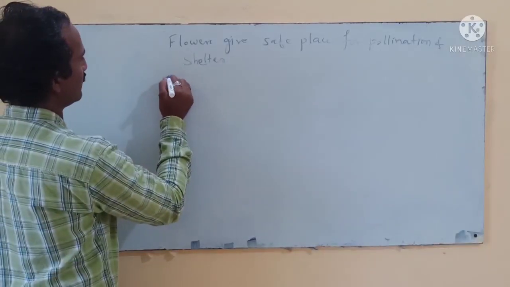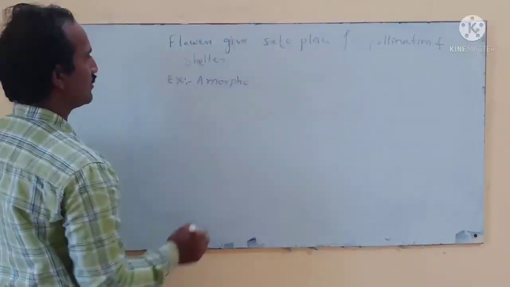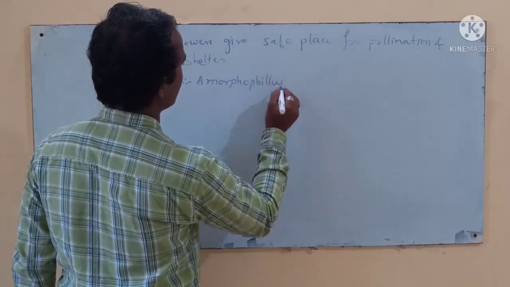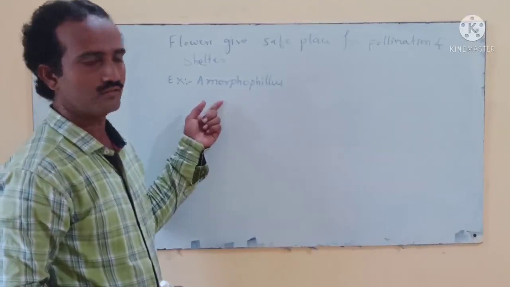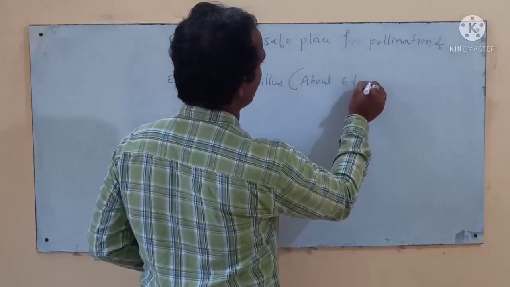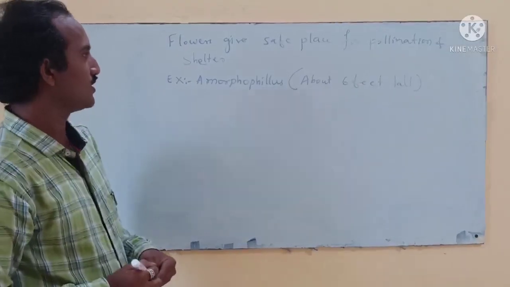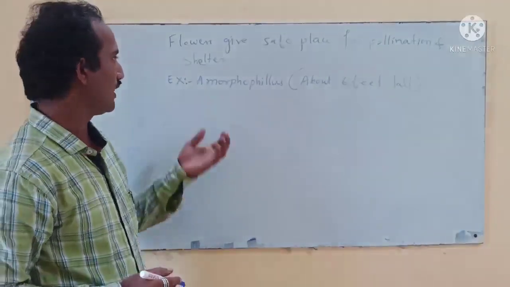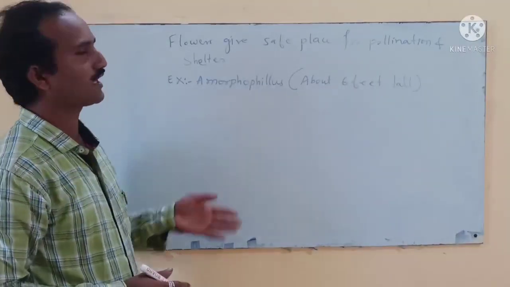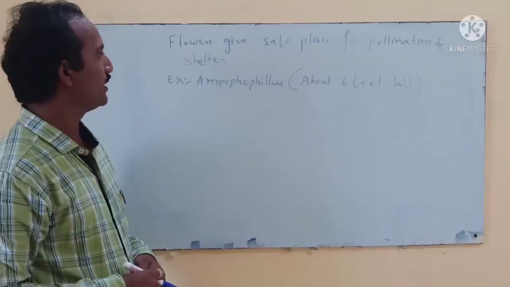Say for example, Amorphophallus. It is the tallest flower in the world. It is about 6 feet tall, where they give the shelter to these types of animals, where they carry out their breeding, which they utilize as a breeding place.